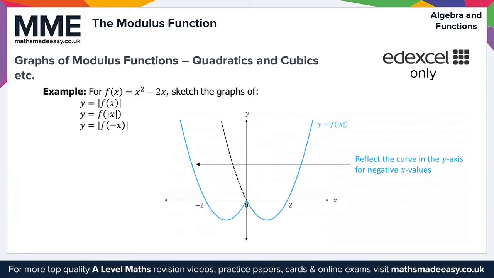Again, notice the regular curve here goes above with these dashed lines. So all we do here now is just reflect the curve in the y-axis here for negative x values, and we can see here we get this extra part. Okay, and like we can see here, we would just reflect the curve in the y-axis for negative x values.